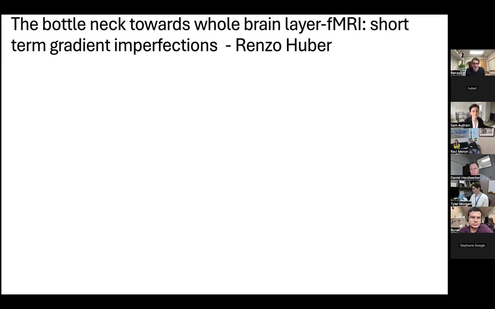So I want to give an update on the things that we worked on in the last few months. You know that I've been working on specific artifacts with respect to third order shim and so on. So basically, this is an update. And some of you might think it's weird. I'm not a gradient expert, and I don't really care about gradients, but I think I need to, to some degree, to fulfill the goal of getting towards whole brain layer fMRI.